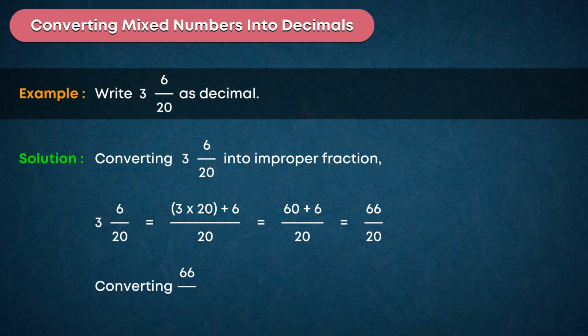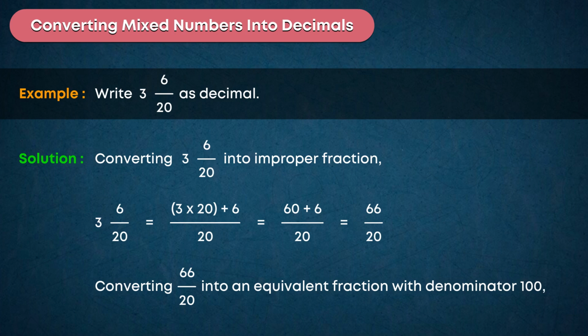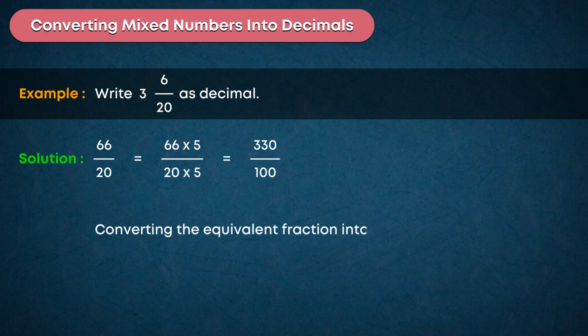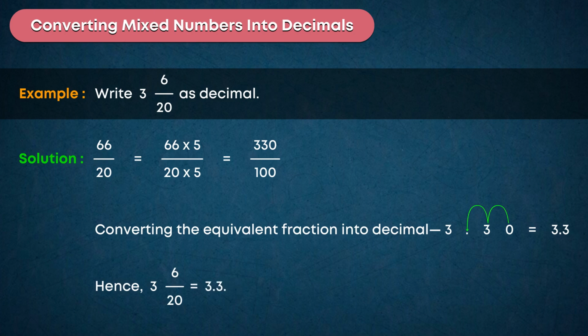Converting 66 by 20 into an equivalent fraction with denominator 100. 66 by 20 is equal to 66 into 5 by 20 into 5 is equal to 330 by 100. Converting the equivalent fraction into decimal is 3.30 is equal to 3.3. Hence, 3 and 6 by 20 is equal to 3.3.